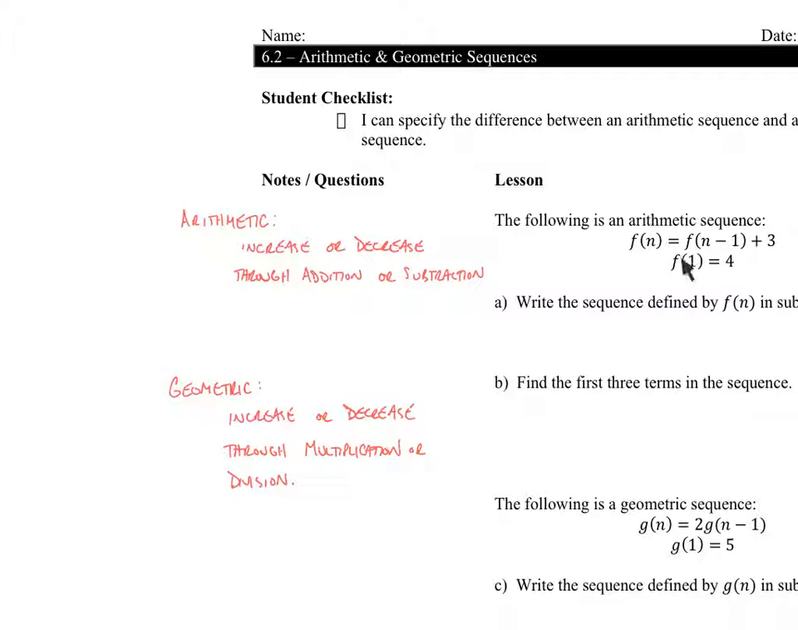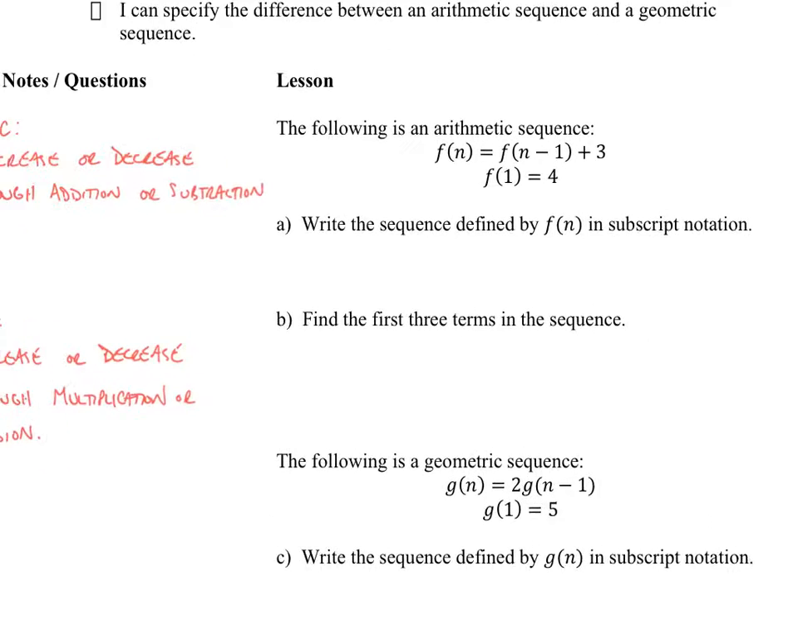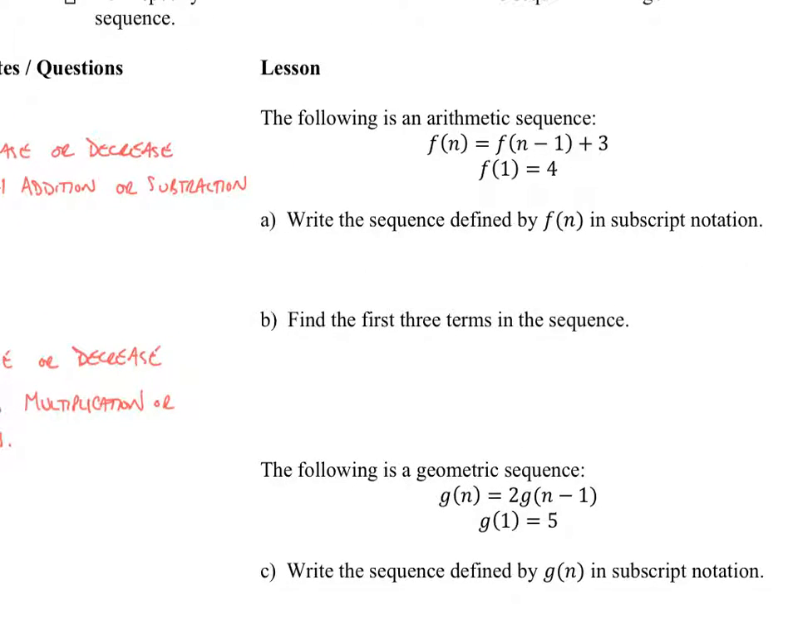So in this example here, we've got an arithmetic sequence because it's going to take the previous term and add 3 to it. So every number is just going to be 3 larger than the number before it. So we'll have an arithmetic sequence. So let's do that first example. It says the following is an arithmetic sequence. Write the sequence defined by f of n in subscript notation.